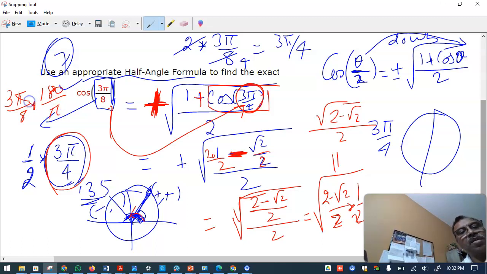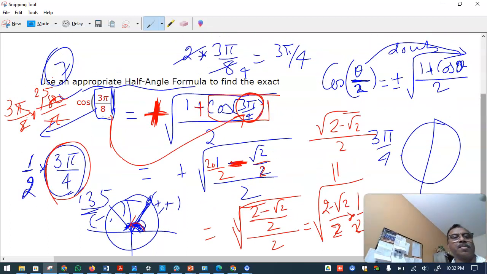So you can do changing to degrees, and here it goes to 16.25. Sorry, I made a mistake. This is 22.5. Okay. Hope that helps.